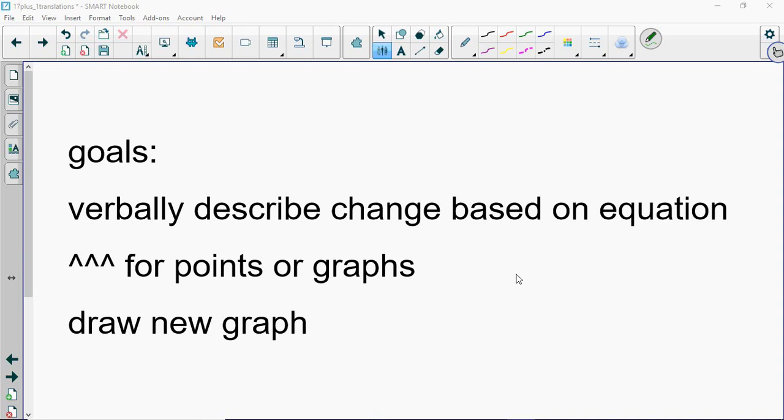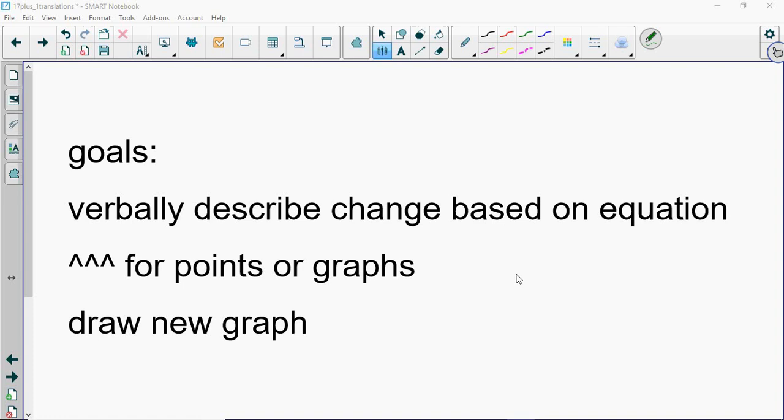Secondly, we want to be able to figure out where specific points would go when the graph was changed. So if we knew that a particular point was on the original graph, where is that point going to end up after the graph has been changed in whatever way it's changing?